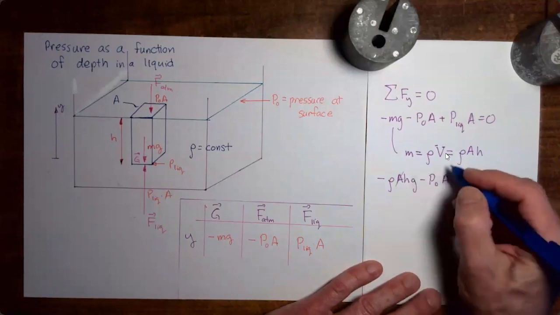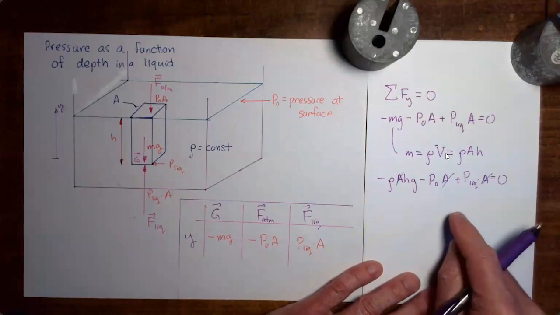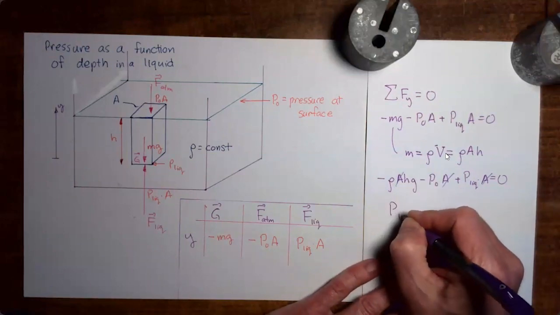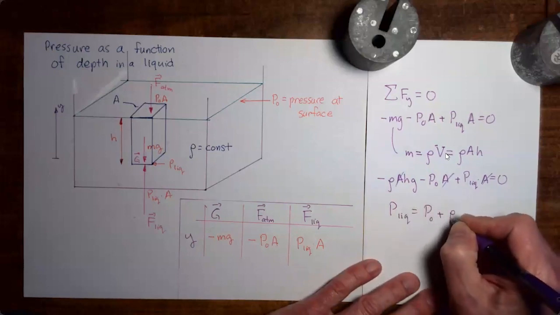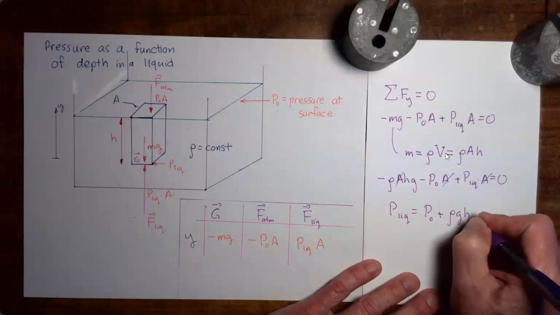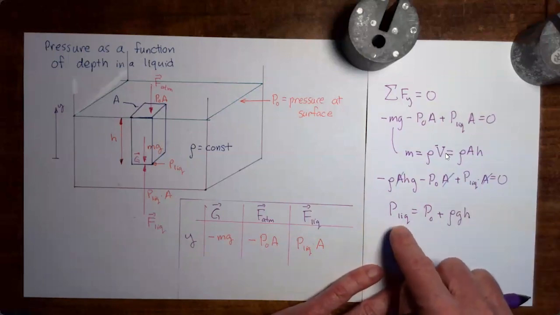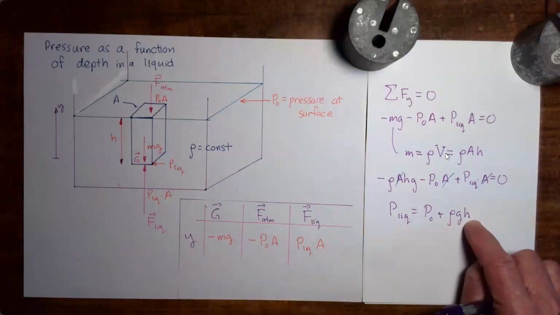Now let's divide through by area. All those areas cancel. And then let's just solve for P liquid. We then get P liquid equals P0 plus rho g H. We now have an expression which gives us the pressure in the liquid as a function of the depth H beneath the top surface of that liquid.